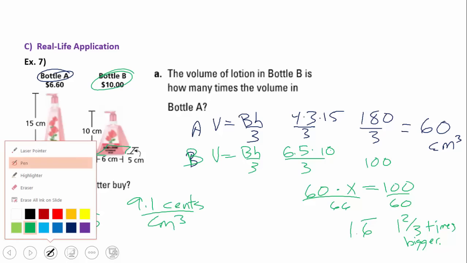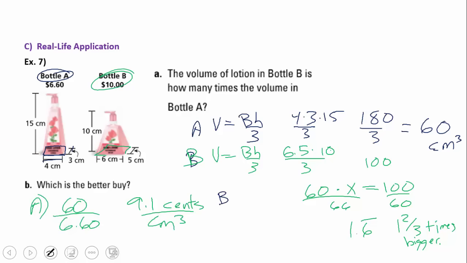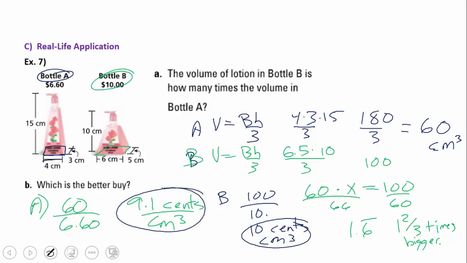And for bottle B, I'll do another color with that. For bottle B, we've got 100 divided by 10. Well, that comes out to 10 cents for every centimeter cubed of lotion. Well, that tells you that bottle A is the better buy. It might not look the same, it doesn't hold as much, but it's certainly going to be the better buy per centimeter cubed of lotion.